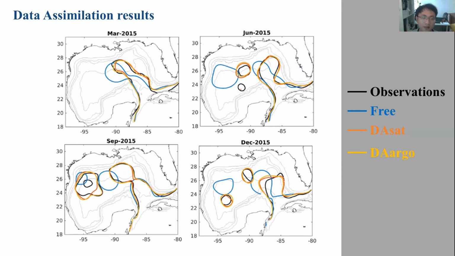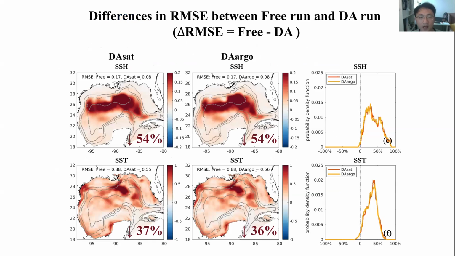Without the data assimilation, the free run blue lines can be quite different from the black lines from the observations. With the help of the data assimilation, these 2 data assimilative runs, represented by the orange and yellow lines, can reproduce very similar features of the loop current and loop current eddies with the observations. This indicates that in our case, the data assimilation is able to correct the major circulation features in the Gulf of Mexico. And as a result, the SSH and SST were naturally improved.